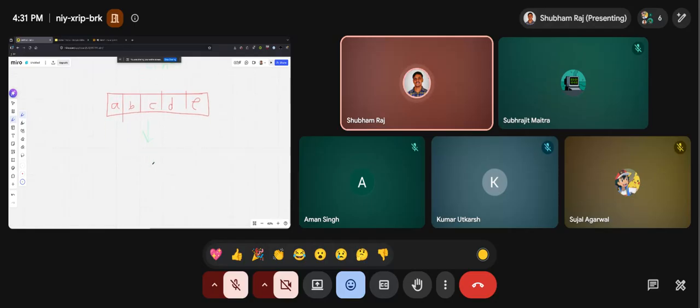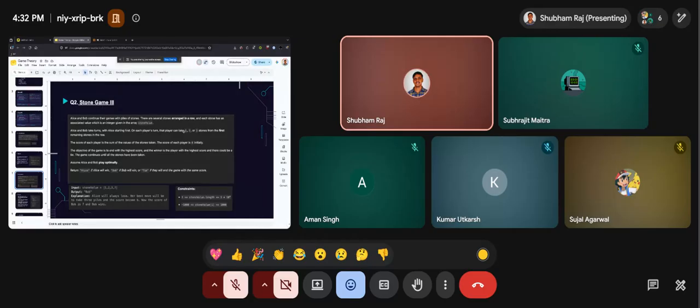So what is the DP approach for this question? Player one, P1, starts the move. So we can either pick the first one, or the first and second both, or the first, second, and third. Because in this question, we can pick either one, two, or three stones, right? And we need to determine if Alice will win this game, or Bob will win, or the game will tie.